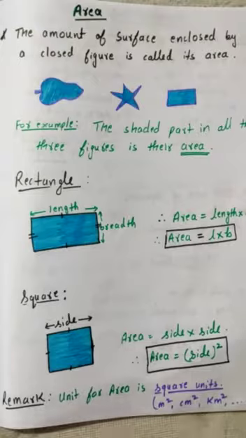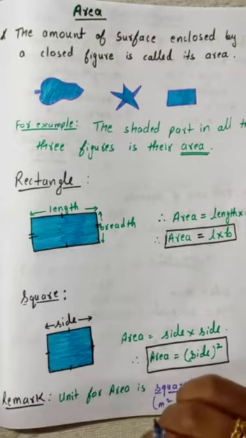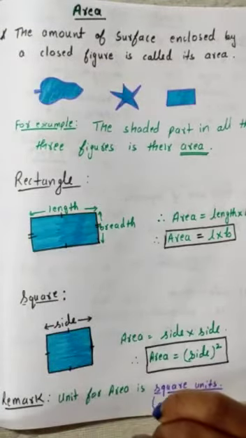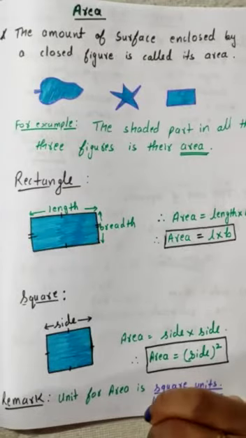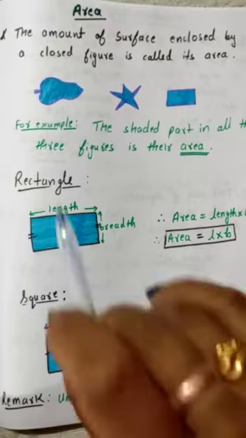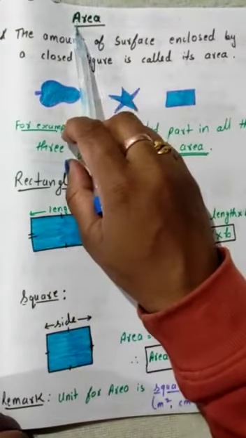So now we'll continue with our chapter mensuration, which we have already started. In that chapter we have started perimeter. We have learned about the perimeter and we have solved one complete exercise on finding the perimeter of specially rectangle and square. Now we're going to deal with the new topic, which is area.